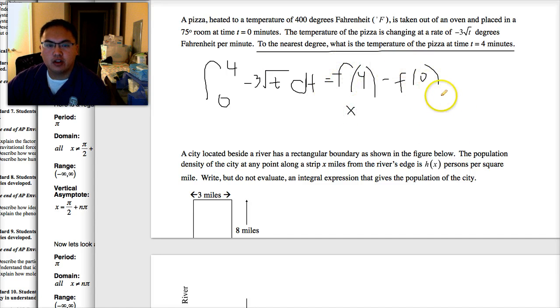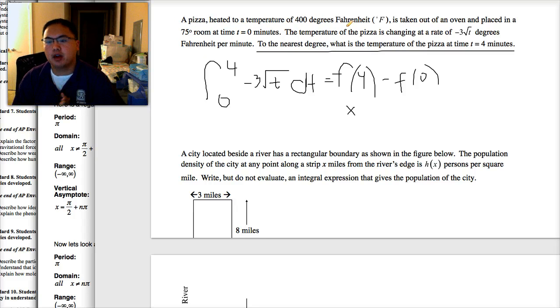f of 0, this is where people get confused. I want to know what the temperature of the pizza is at 0. Some people look at this and say it's 400 degrees. Then some people say it's 75 degrees. Which one is it? This one says 75 degrees at t equals 0. This one says the pizza is heated to 400 degrees. Which temperature was it at 0?